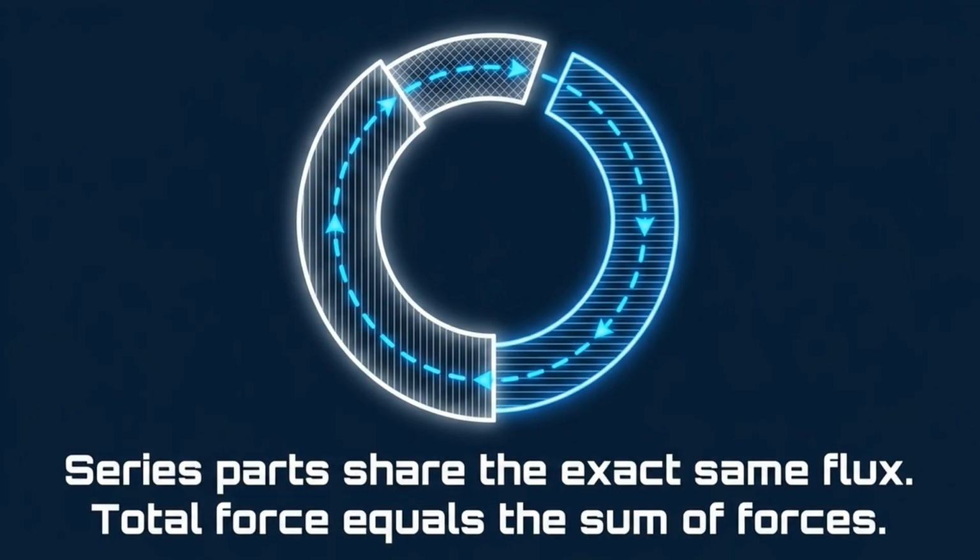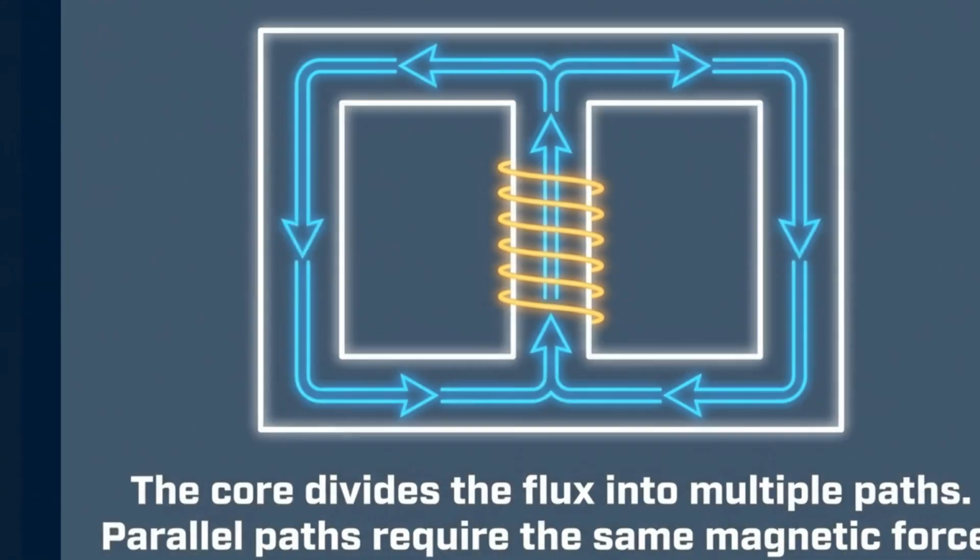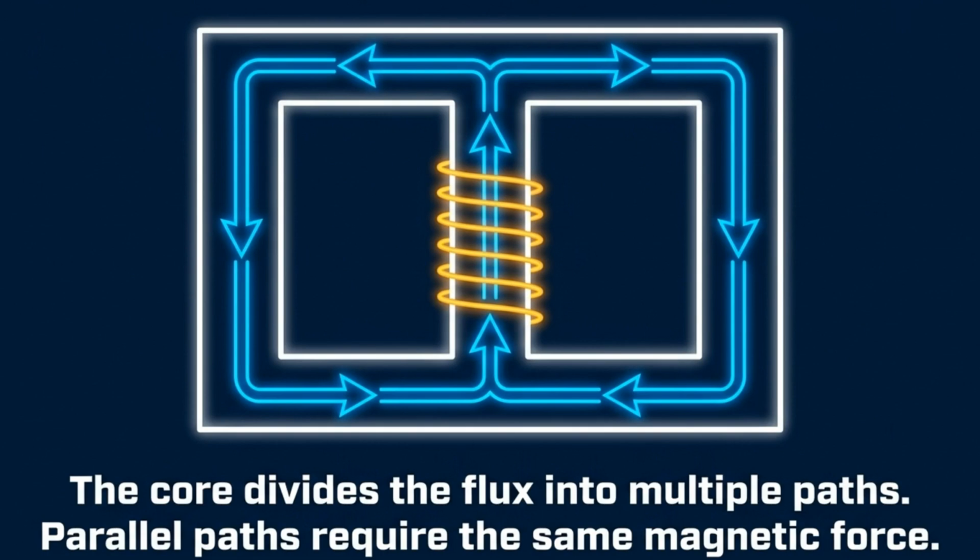In magnetic circuits in series, all parts share the exact same flux. The total magnetomotive force equals the sum of the forces required by each part. When the core divides the flux into multiple paths, they are considered parallel paths. Parallel paths require the same magnetic force, similar to voltage across parallel resistors.